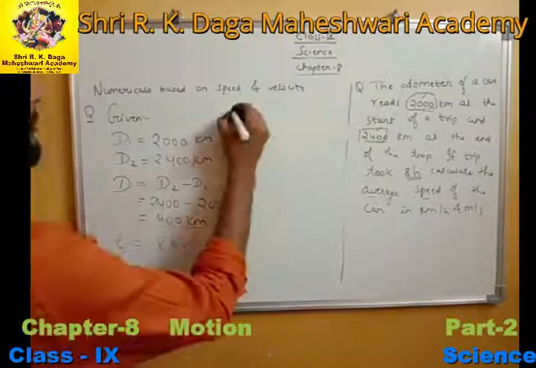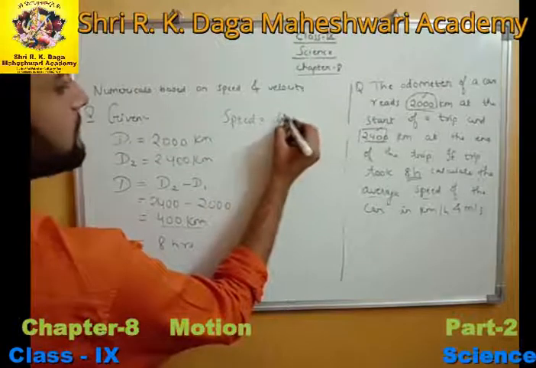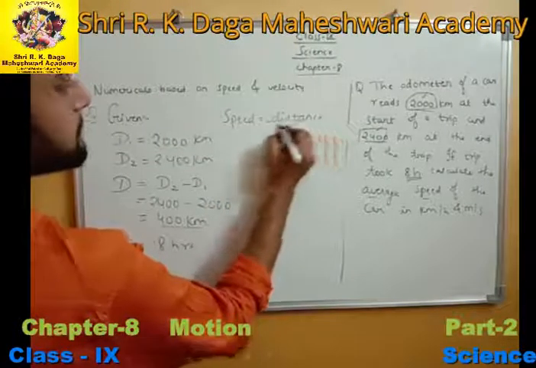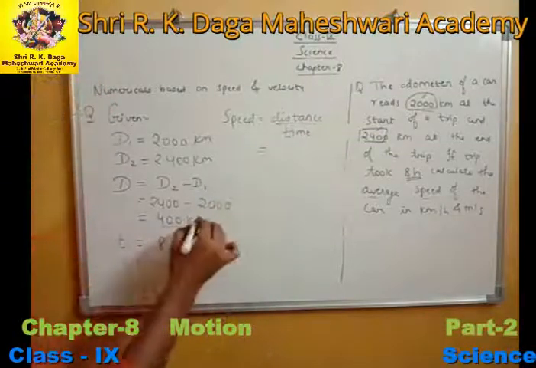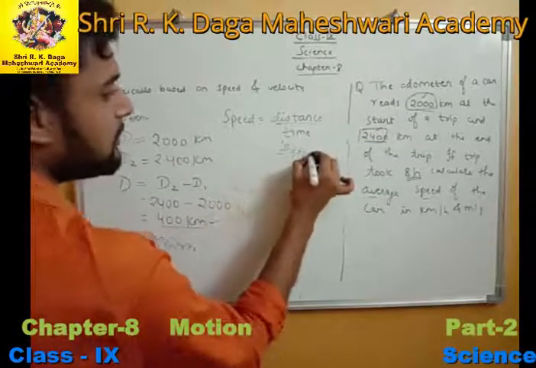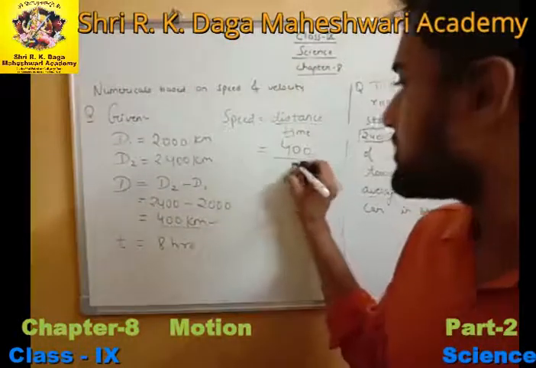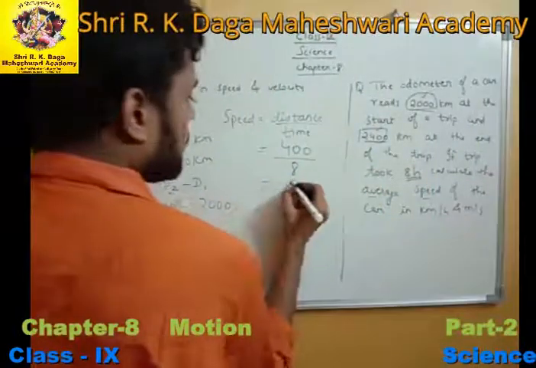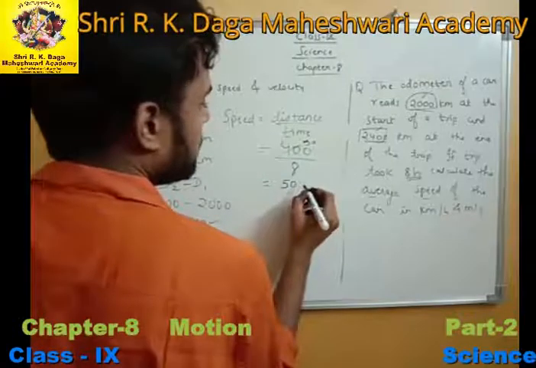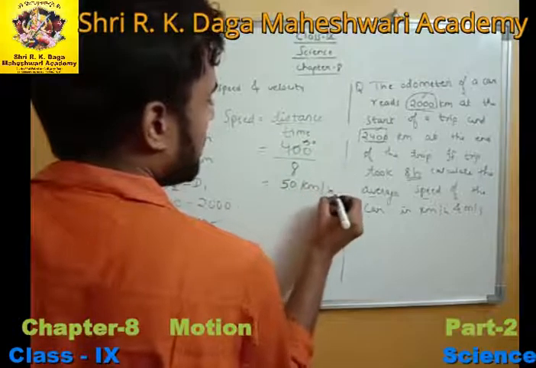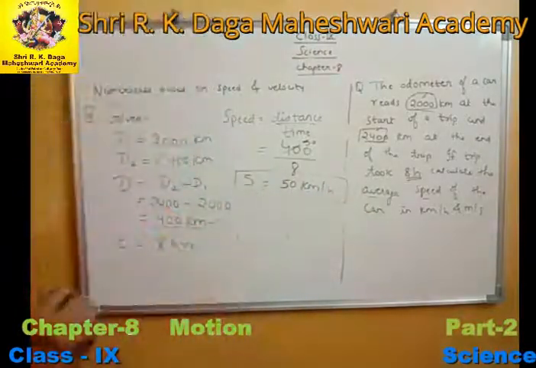So we know that the formula for speed will be speed is equal to distance upon time. The distance traveled by you is 400 kilometer and the time taken by us to cover this distance will be 8 hours. So what do we get? 8 5s are 40. It will be 50 kilometer per hour, right? So the speed will be 50 kilometer per hour.